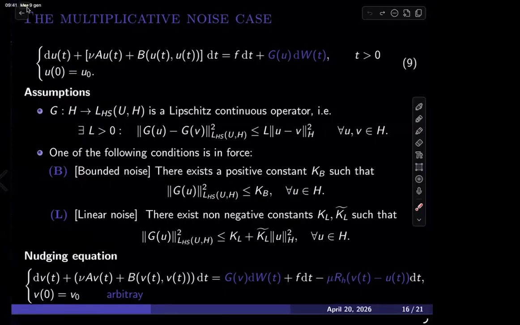So in the paper, we consider the more general case of a multiplicative noise. So we consider the Navier-Stokes equation, but now the noise is of this form here. So you see that the operator G depends on the solution itself, so it is a multiplicative noise. And we work under different assumptions on the noise to see how well the algorithm is working. So we make the standard assumption of Lipschitz continuity for the operator G, and L will denote the Lipschitz constant.